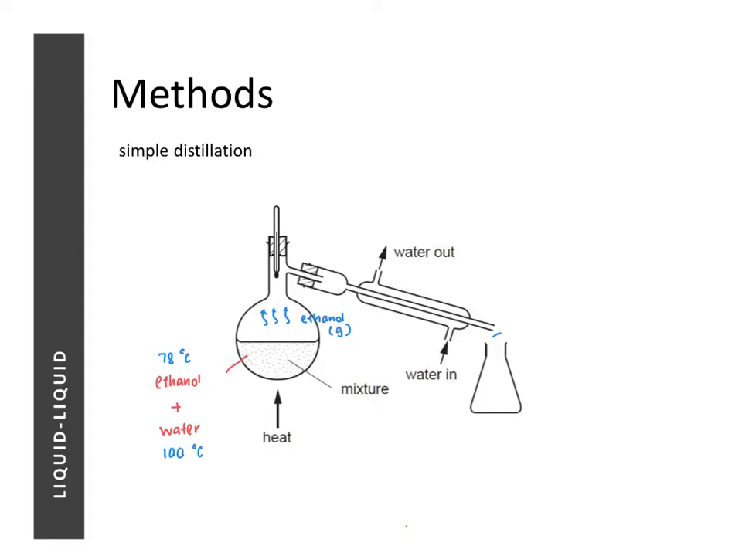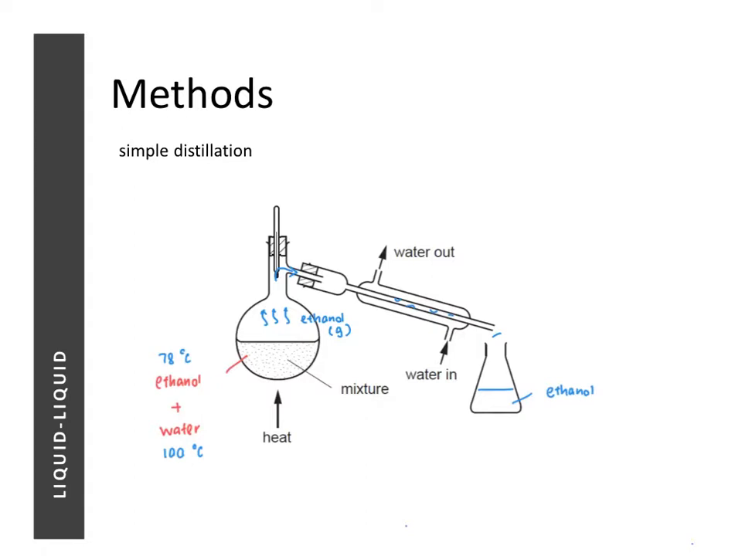So what happens is that your ethanol vapor will rise up and then it will enter the condenser through the side arm. In the condenser, your ethanol vapor is going to be converted back to liquid, and then it's going to flow into your conical flask and be collected as the distillate. So if you were to continue to heat the mixture, more and more of your ethanol will be boiled away, and the remaining mixture will be more and more of water.